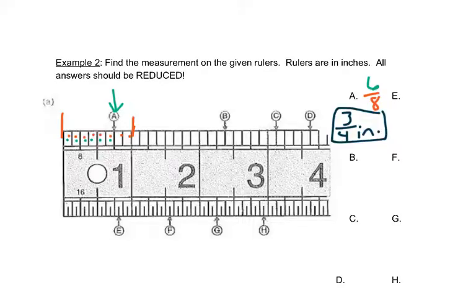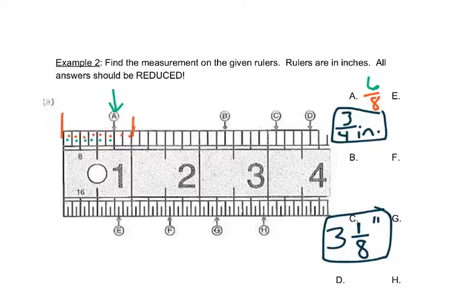Let's look at C. C is after 3, so we'd have a big 3 in front. And it's 1 space after, so we'd have a 1 on top. And it's still divided into 8ths, so we'd have 3 and 1/8. Now you could write out IN for inches, or you can use 2 marks, and that stands for inches as well.